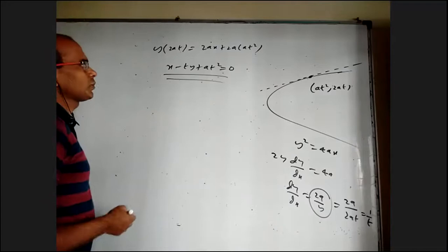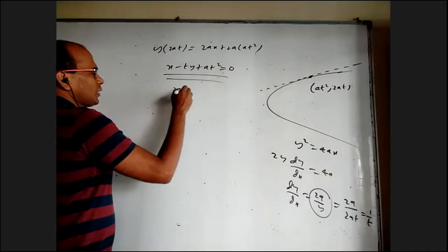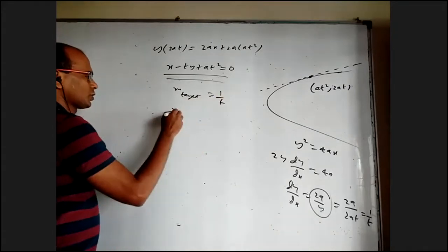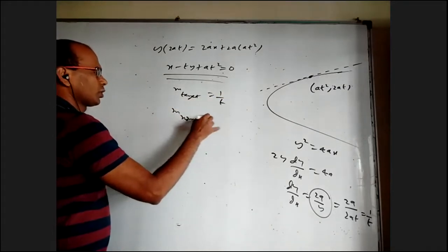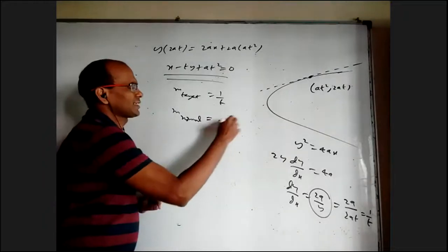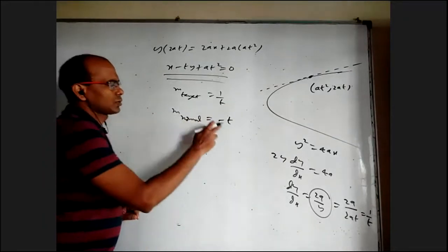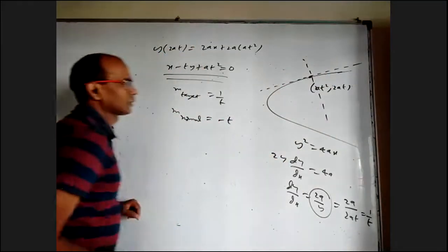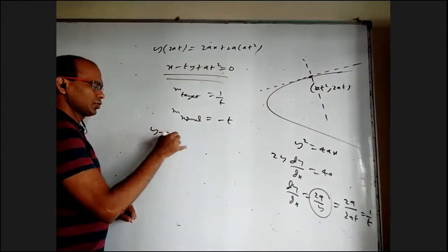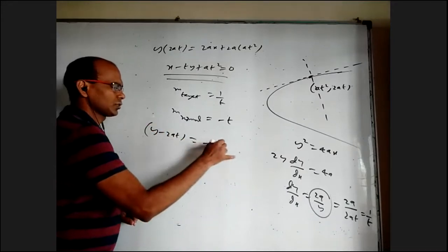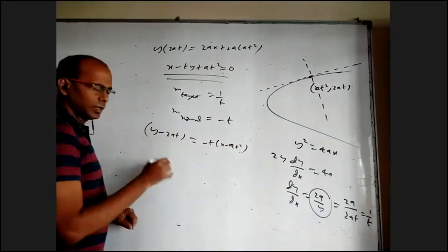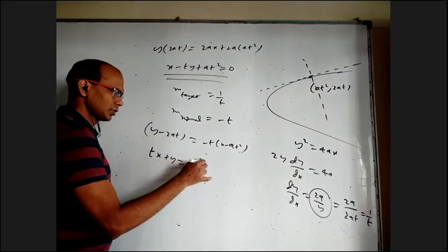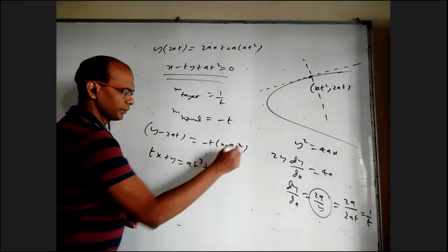What is the equation of the normal? The slope of the tangent equals 1/t. Based on that, the slope of the normal is -t. You know the slope of the normal is -t and you know the point. So the equation of the normal will be y - 2at = -t(x - at²). Bring everything to one side, and we'll get tx + y = at³ + 2at.